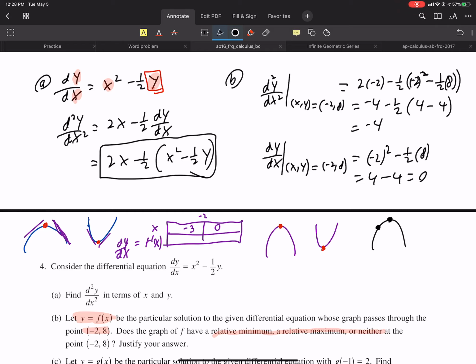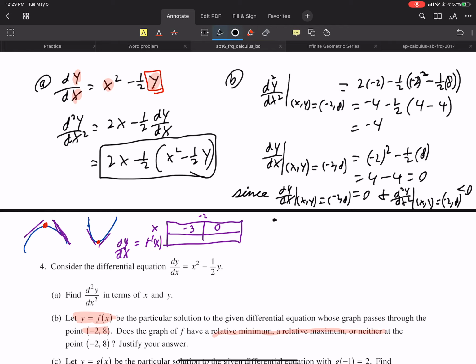So we would conclude, since dy/dx at (x, y) equals (negative 2, 8) is 0, and the second derivative at (negative 2, 8) is negative, our conclusion will be, therefore, there is a relative maximum at (negative 2, 8). Bam! That is part B.